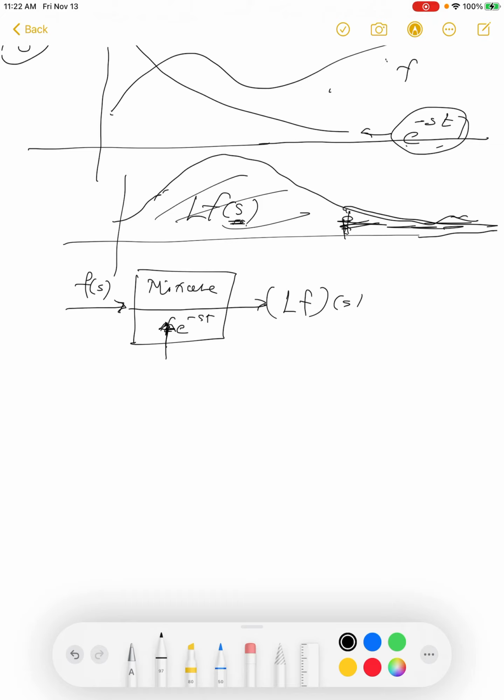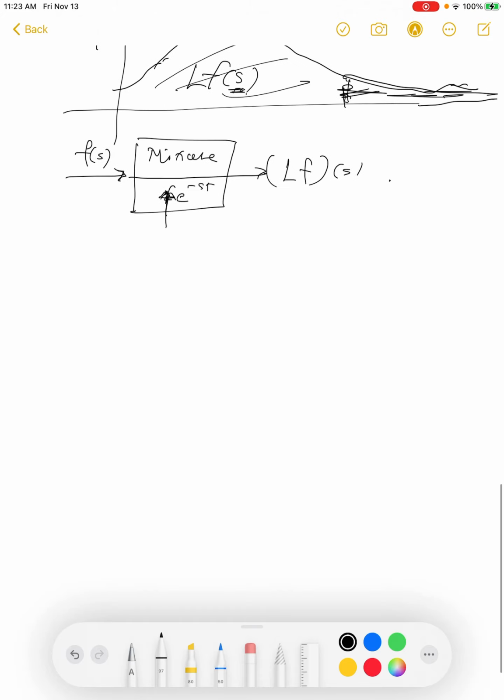You will get this. As s increases, this decaying factor will also increase in its strength. So the important point is LF is a mechanism. LF is cooked up from F by a very complicated mechanism. The important thing about LF is, so why is this important? So let me address that. Why is LF important?